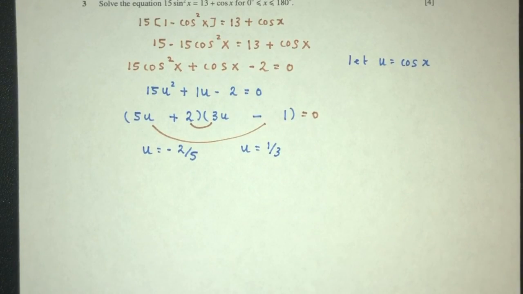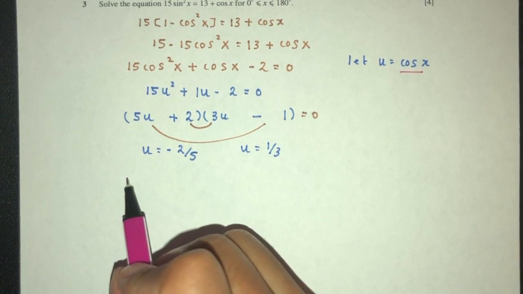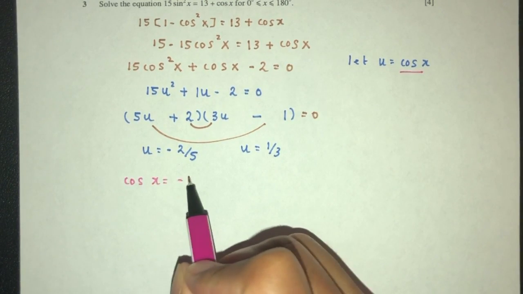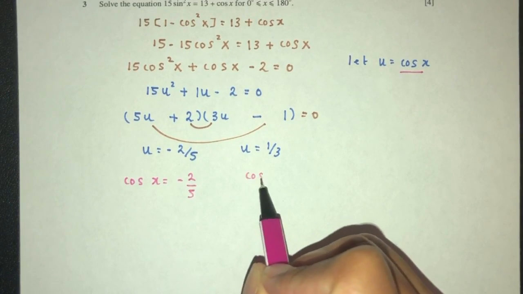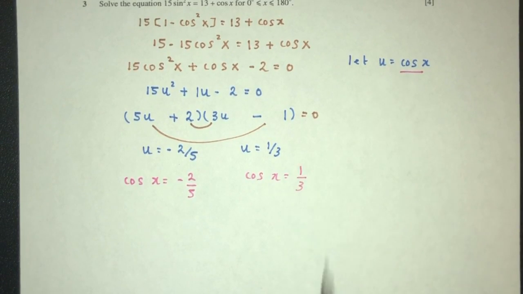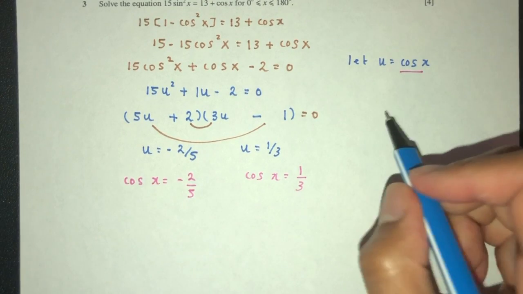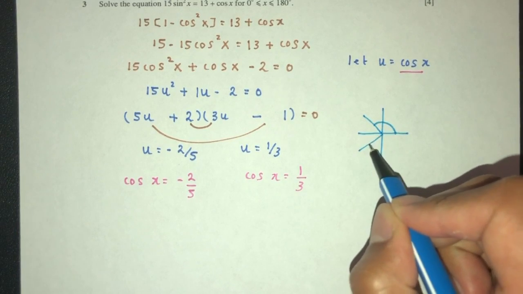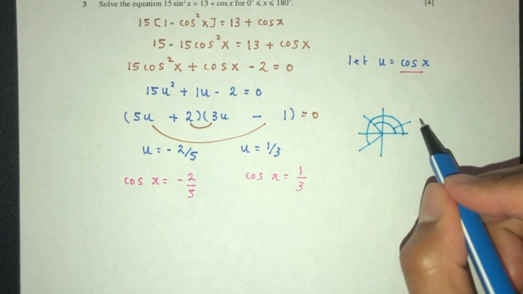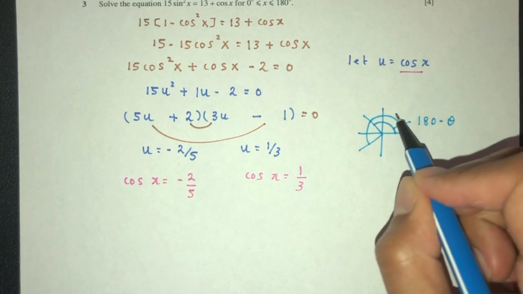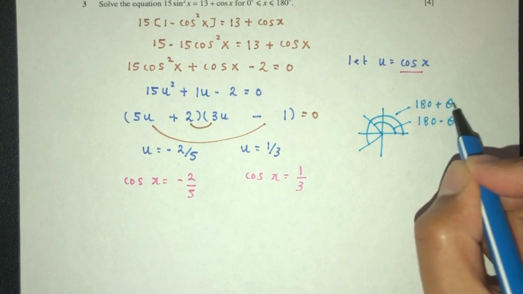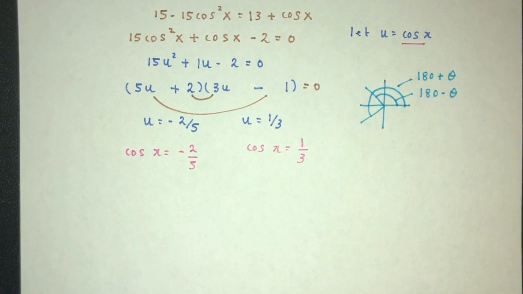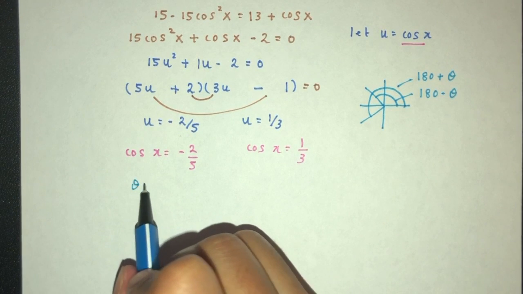So simplify. Again, we're not trying to find u, we're trying to find the value of x. U is given to you by cos x, so cos x is minus 2 over 5, or cos x is 1 over 3. Now when cos is negative, we know it should be in this quadrant and in the third quadrant. This is the angle of 180 minus theta. This is 180 plus theta. Now theta is not your answer, it is just a proxy that I'm using right now to find the value of x.